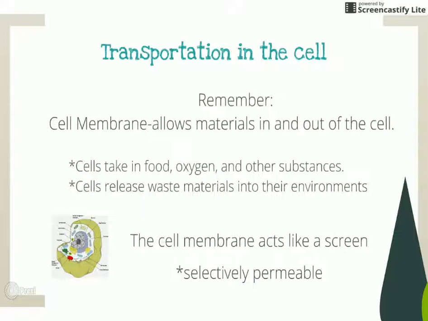Remember, the cell membrane is the part of the cell that allows things in and out. For example, it allows oxygen in and carbon dioxide out of the cell in order to give the cell what it needs and remove waste that it does not need. The cell membrane acts like a sort of screen. It is a selectively permeable or semi-permeable membrane, which means that it allows some things to enter and leave the cell while keeping other things outside or inside the cell. It is kind of like a screen door that lets air in but keeps bugs out.